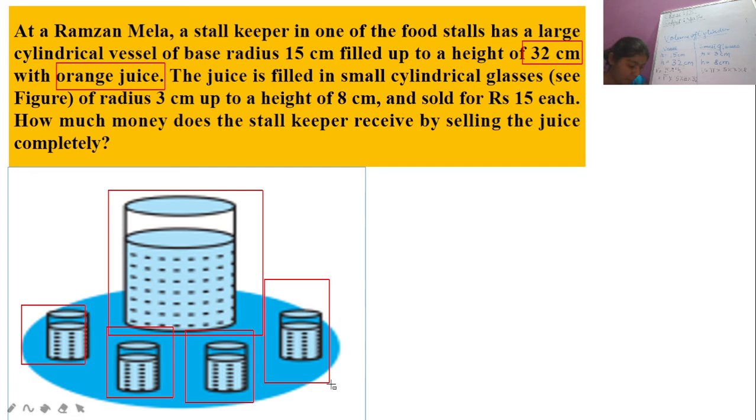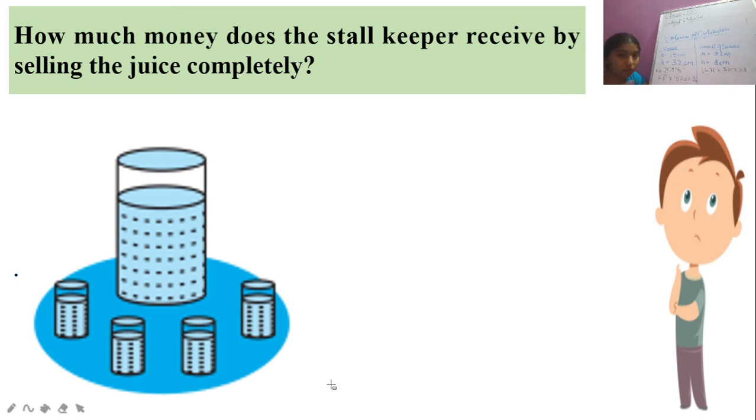But what next? Are we easily able to calculate the money? How can we calculate the money? We get the volumes, but now what about money? You will calculate it by dividing, right? Which volume do you have to divide? You have to divide the juice vessel by the small glasses, then you will get it. So let's do it. Okay, what we have to do, students? We have to divide the volume of the vessel by the volume of the small glass.